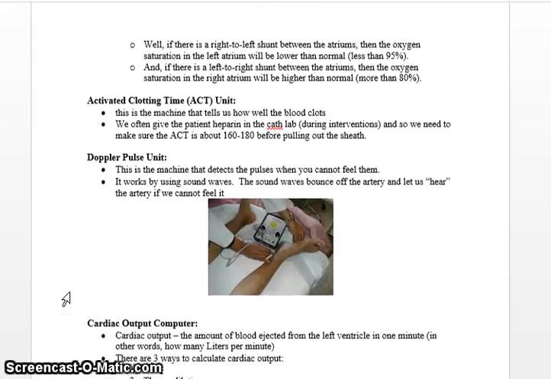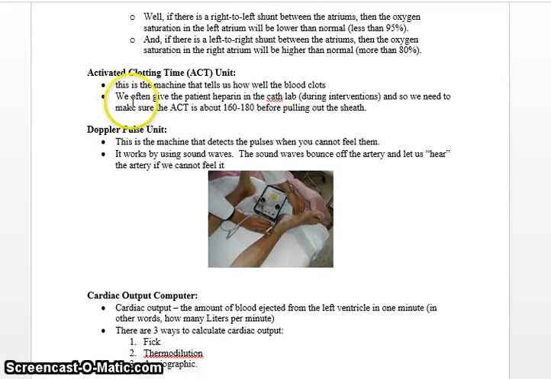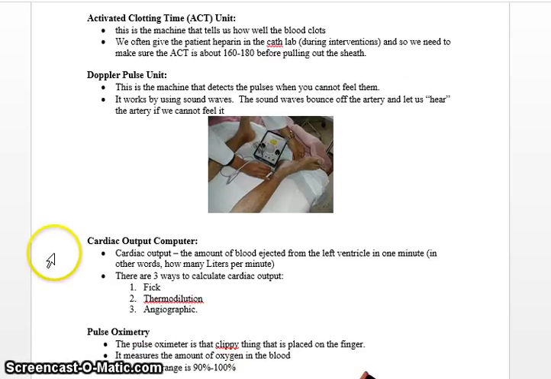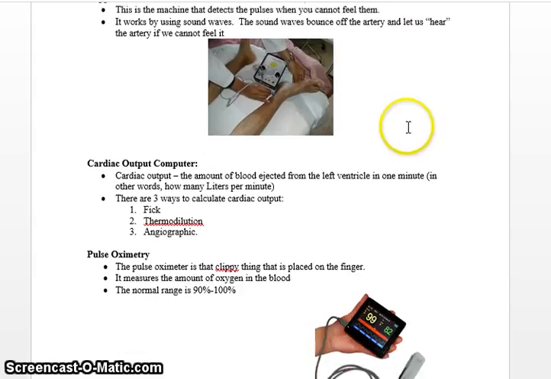Moving on to the ACT machine, ACT, activated clotting time. This is the machine that tells us how well the blood clots. We often give the patient heparin in the cath lab, especially during interventions, and so we need to make sure that the ACT is about 160 to 180 before pulling out the sheath. The Doppler pulse unit, this is the machine that detects the pulses when you cannot feel them. It works by using sound waves. The sound waves bounce off the artery and let us hear the artery if we cannot feel it.